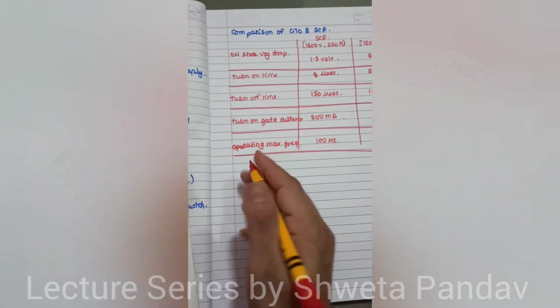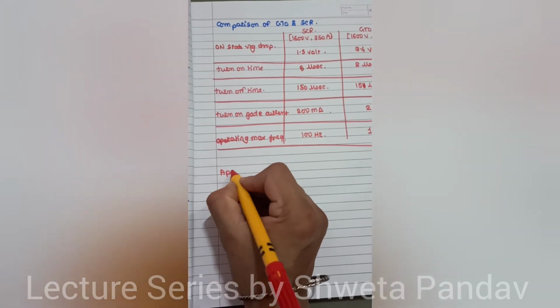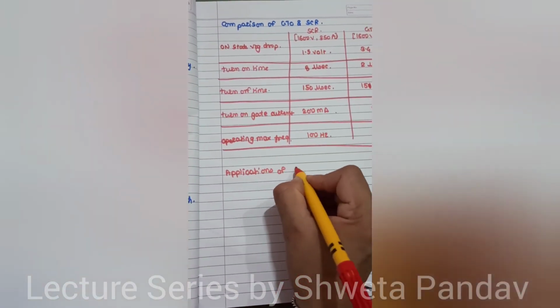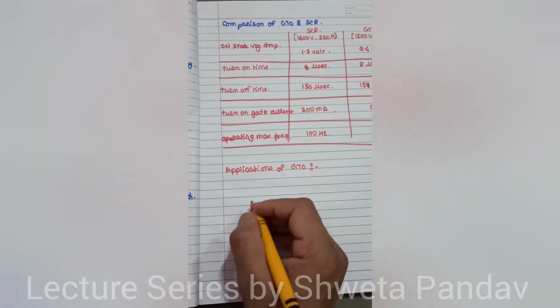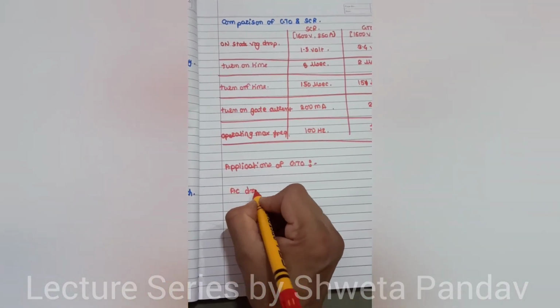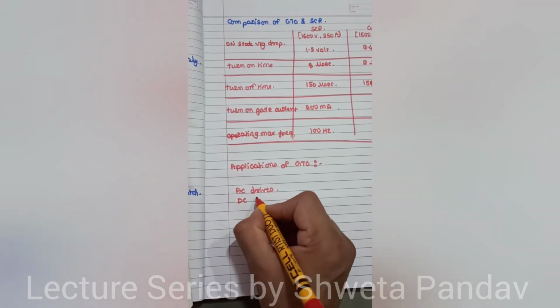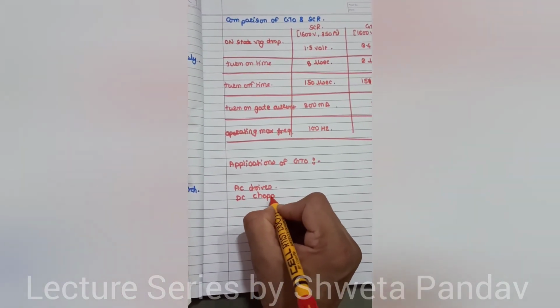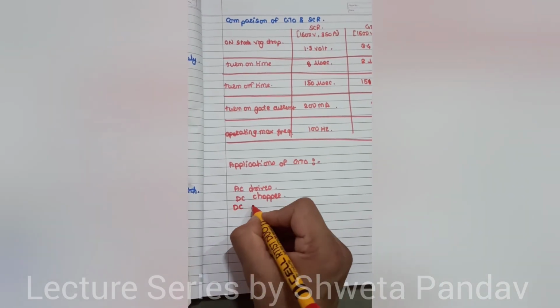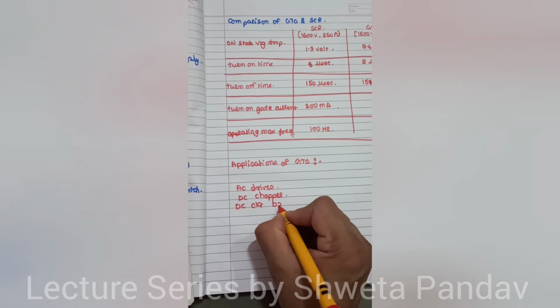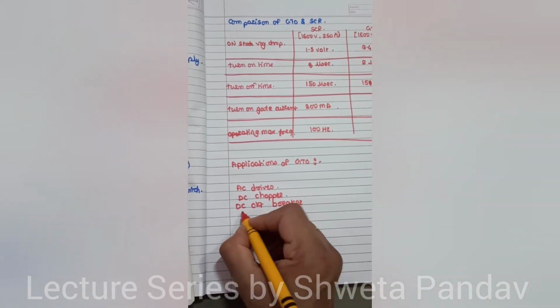Last but not the least is the applications of GTO. We can use the GTO in AC drives, or in DC choppers. We can use the GTO in DC circuit breakers or in induction heating.